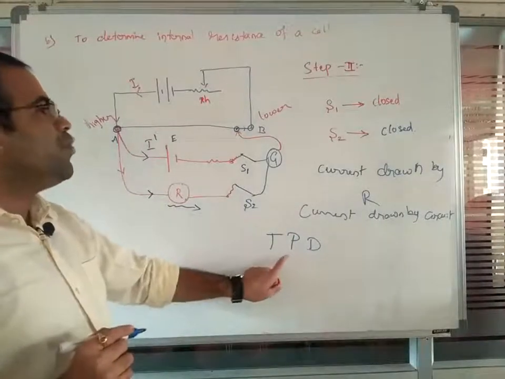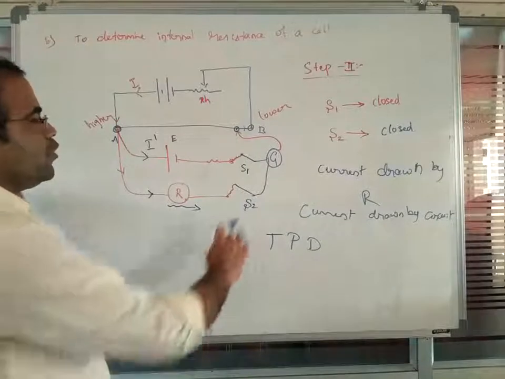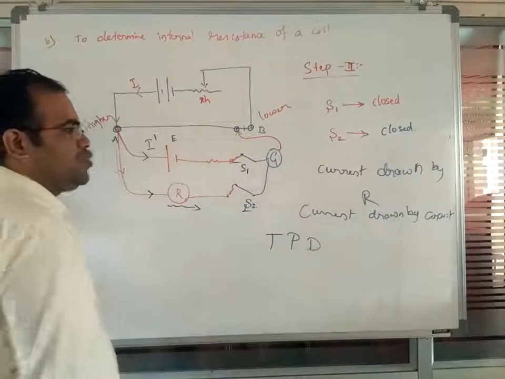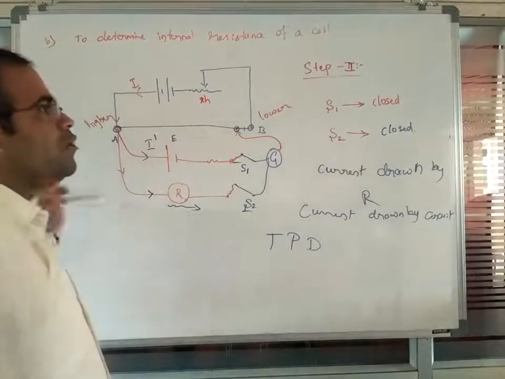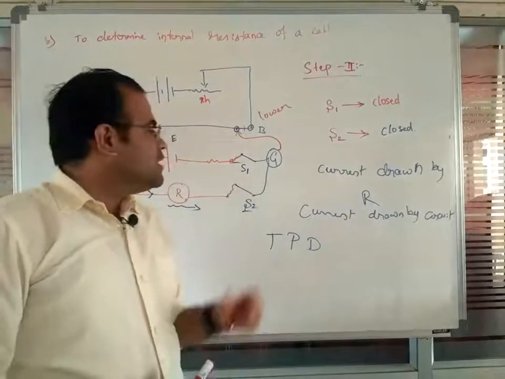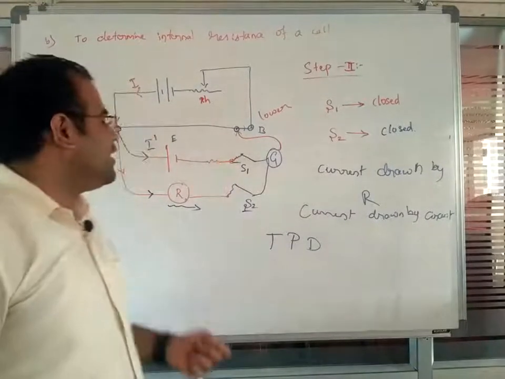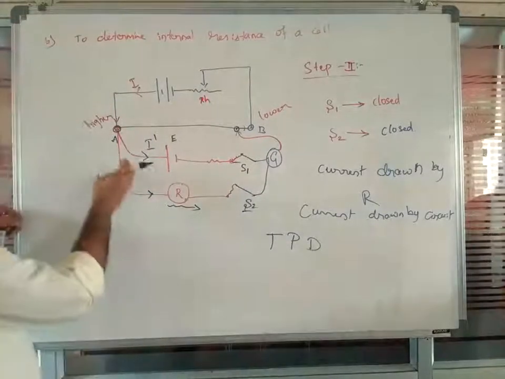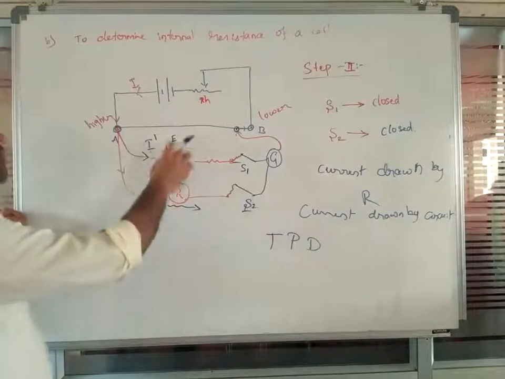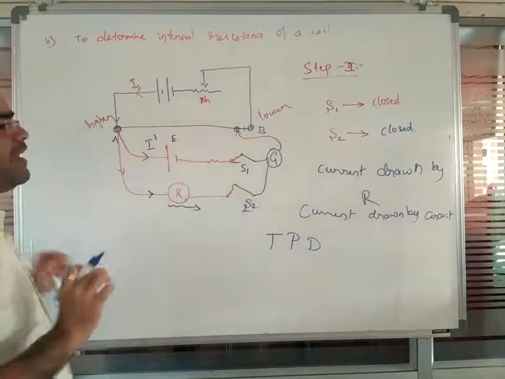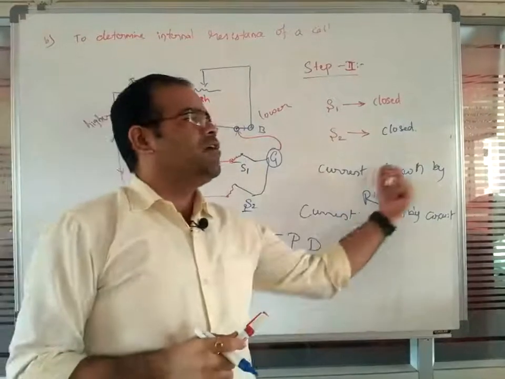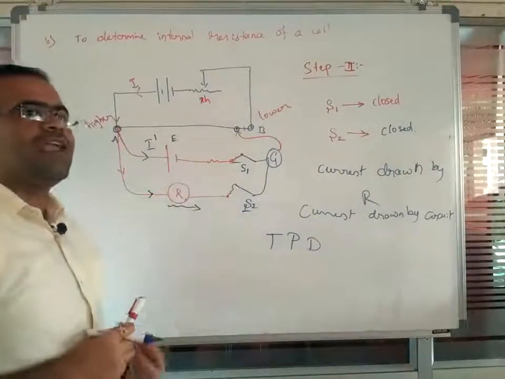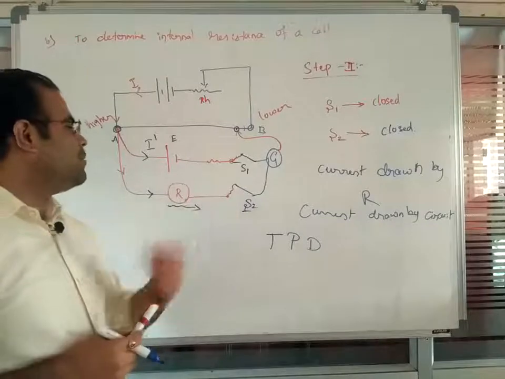A very important fact here: switch S1 as well as switch S2, both are closed. When both are closed, a certain part of the electric current flows through this resistor. It means it drags a certain amount of electric current from the EMF of a cell. That is why we say current is drawn by the resistor, because it drags a certain amount of electric current.